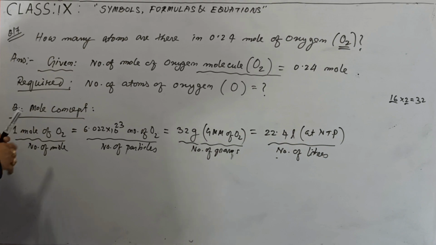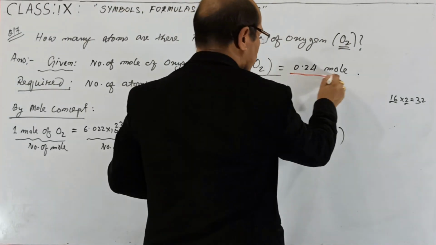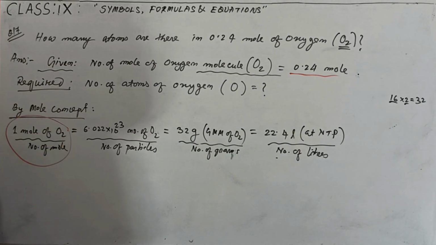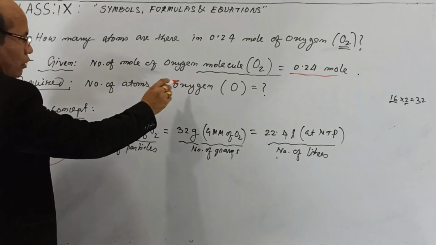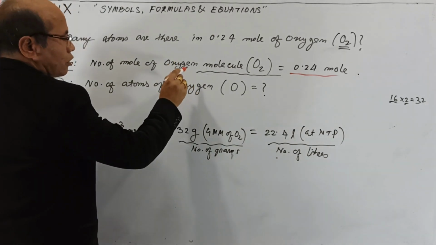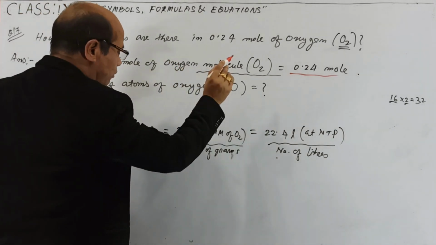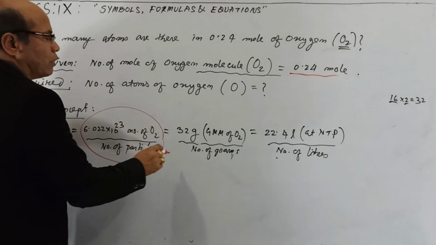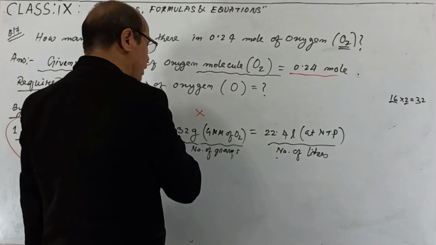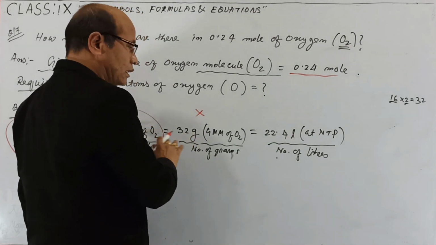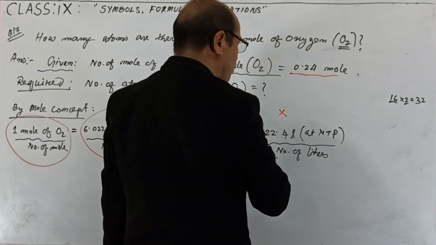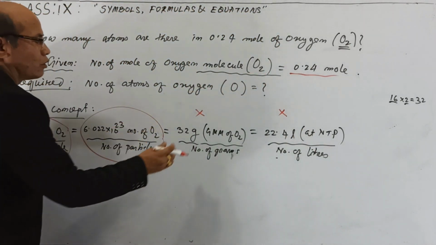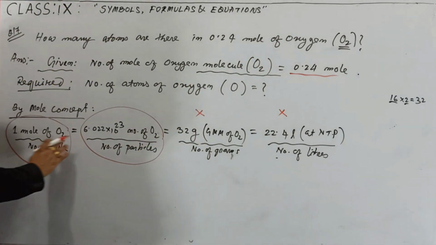What do we need? We need this mole, because mole is already given. So I'll circle it like this, and this is needed for us now. Then the number of oxygen atoms is asked. For that we have to find the number of oxygen molecules, meaning the number of particles. So we need this one also. But this one at present we do not need, because we are not going to find the mass in grams. And this also we do not need, because we are not going to find the number of liters of oxygen gas. So these two parts are not necessary. Only these two parts are necessary.